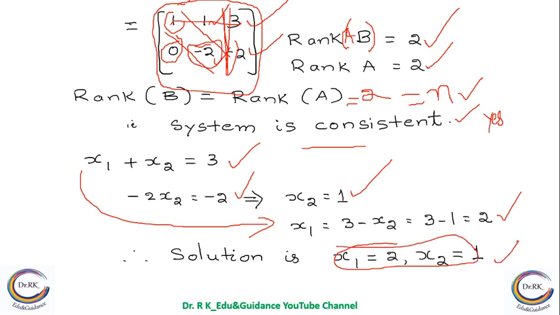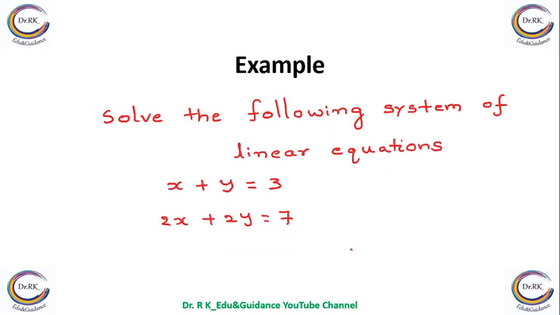So very simple, right? If it has infinitely many solutions, then we will also solve it in the same fashion. We'll try with one or two examples. So a similar simple example. Solve the following system of linear equations: x plus y equal to 3, 2x plus 2y equal to 7. So the same immediate idea, what we have to get is non-homogeneous, right? Non-homogeneous.